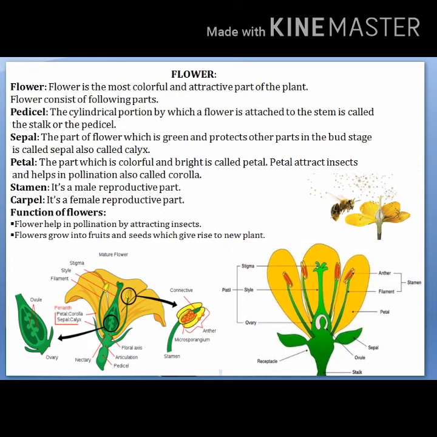The pistil is the female reproductive part of the flower, and the parts of the pistil are style, stigma, and ovary. The first one is the style. It is a long stalk which connects the stigma and the ovary. The stigma is the sticky part at the top of the style where you find pollen grains. The ovary is the part of the pistil where ovules are produced. Ovules are present inside the ovary.